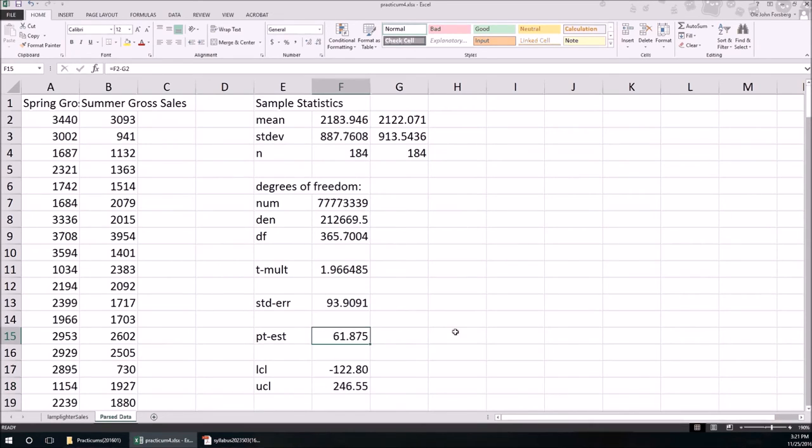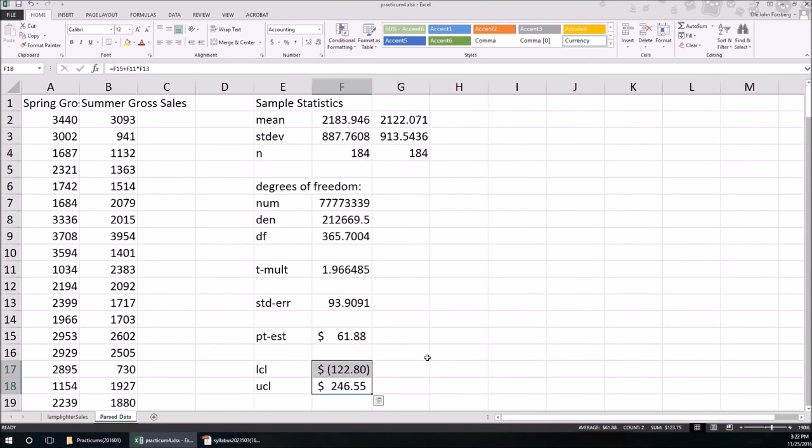Point estimate is $61.88. I'll make that into a dollar sign thing. So the best estimate is 61.88. But here's the confidence interval. And since that includes zero, there's no significant difference. And that's it. Don't forget that we're using the sample to draw conclusions about the population. And that's the strength of statistics.